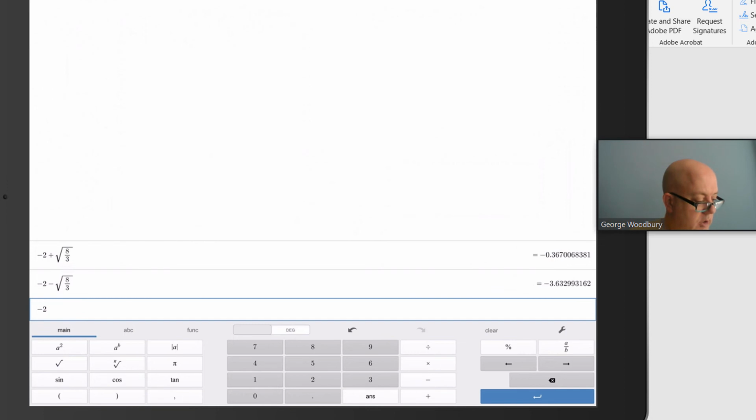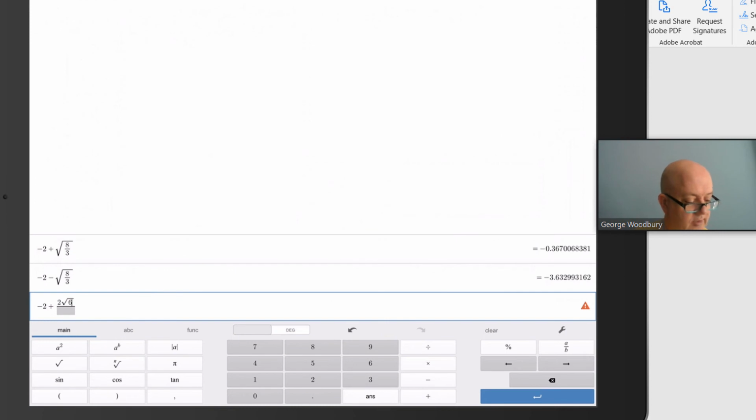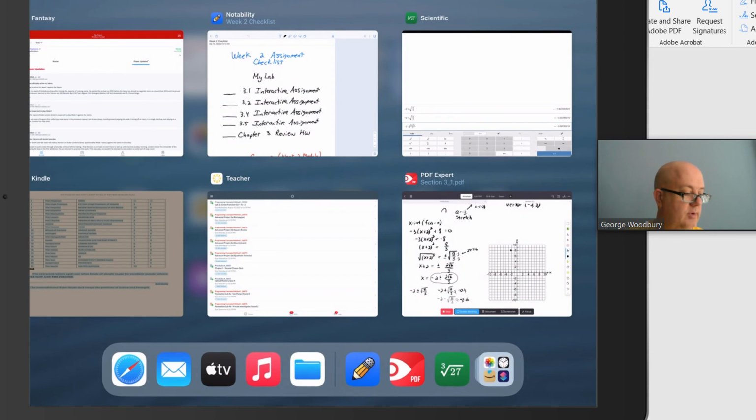Negative 2 plus, now this time I need a fraction. I've got 2 root 6 over 3. So I type the fraction button. In the numerator, 2 square root 6. And the denominator outside the square root is 3. Right, there's that negative 0.367 again. And if I just tap inside of here, I can change that plus sign to a minus sign. And there's that negative 3.633.